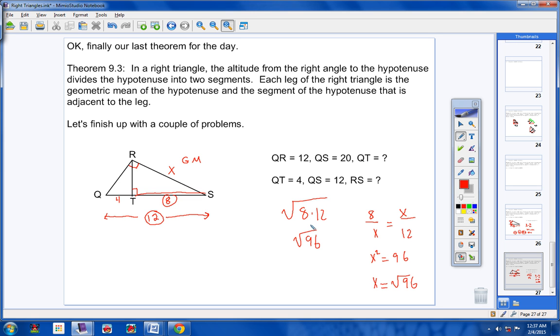You're welcome to leave your answer like this, or you can type it into your calculator and get a decimal, and the square root of 96 would be 9.797. Just put 9.8. Or some of you might like to break down 96. Let's see, 4 goes into it 24 times. Actually, 16 goes into 96 6 times, I believe. So you could break down 96 into this, cross off the 16, the square root of 16 is 4, and you could also put this for your answer. So you could put the square root of 96, or 4 square root of 6, or 9.8. Any of those are acceptable, okay?